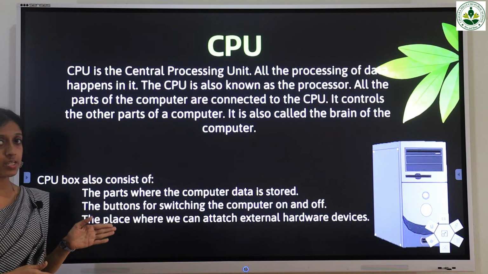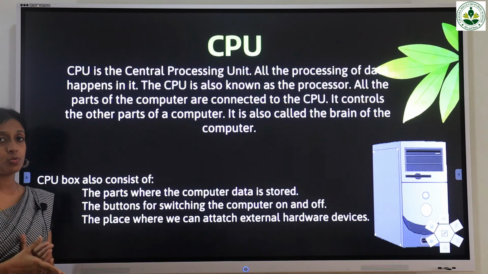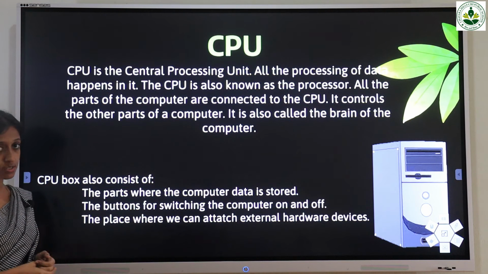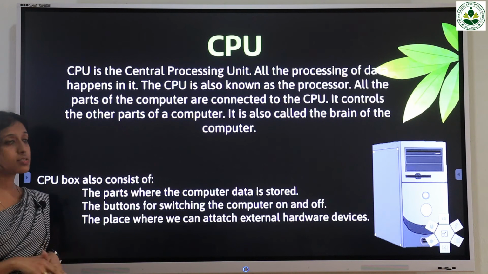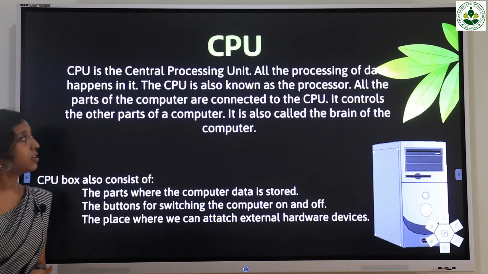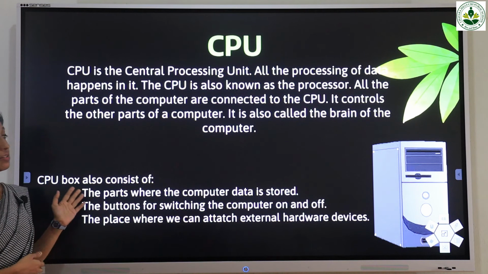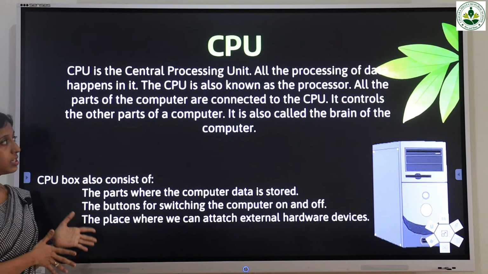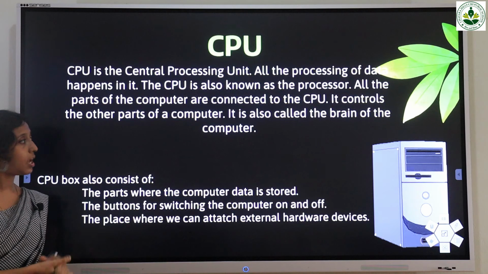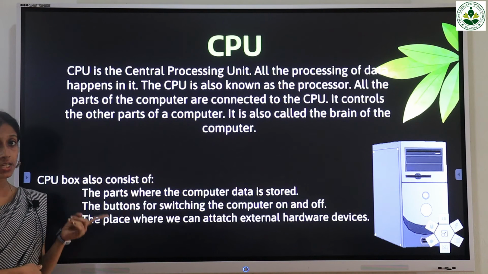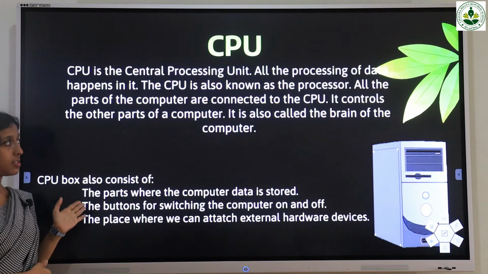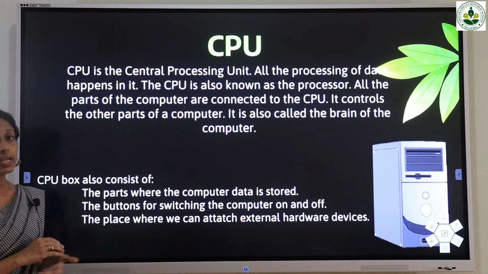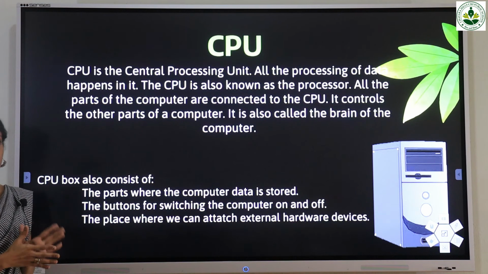So the next hardware is the CPU. CPU means Central Processing Unit. It controls all the processing of the data that happens inside the computer. It is also known as the processor and is also called the brain of the computer, and it controls all other parts of a computer.